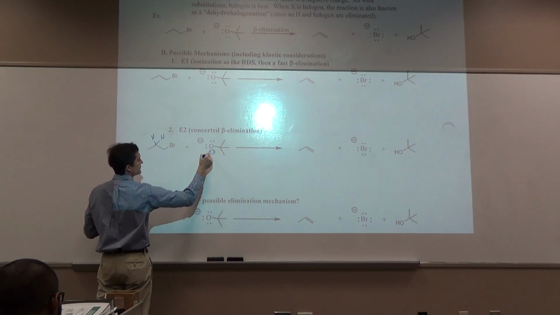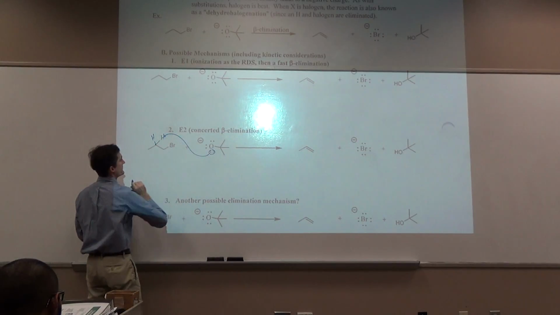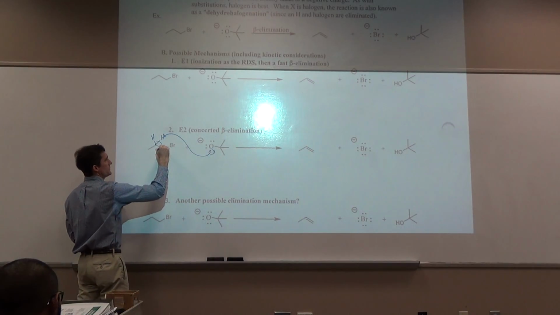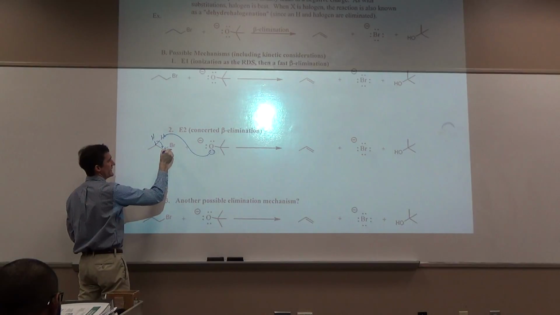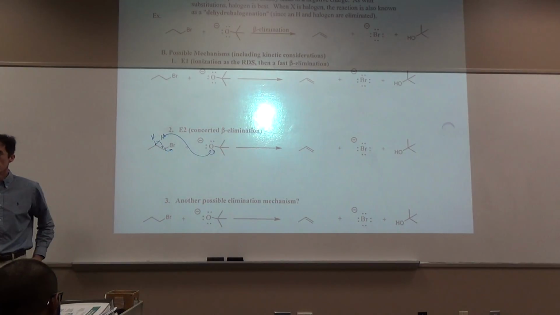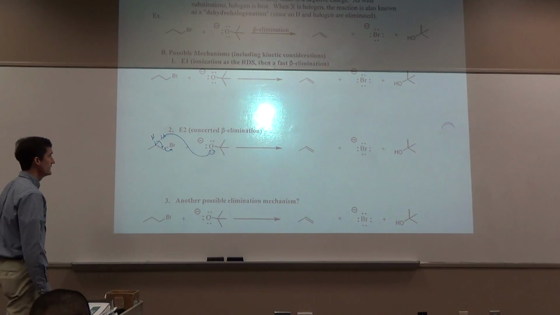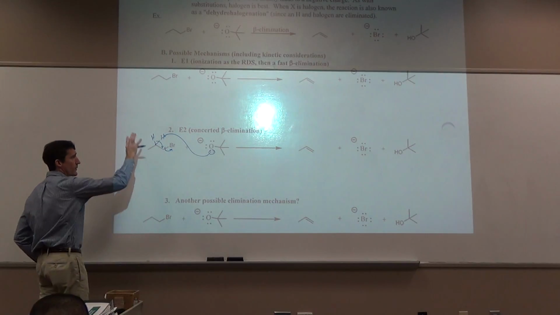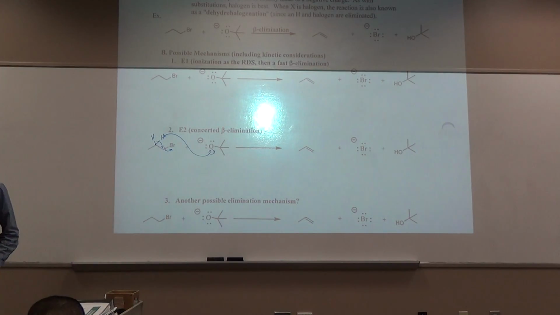Well, we could do it like this. What if this takes the H? These electrons move in to make a pi bond, and that gets kicked off. Three arrows, all in the same, just one step with three mechanism arrows. All these three steps being concerted.